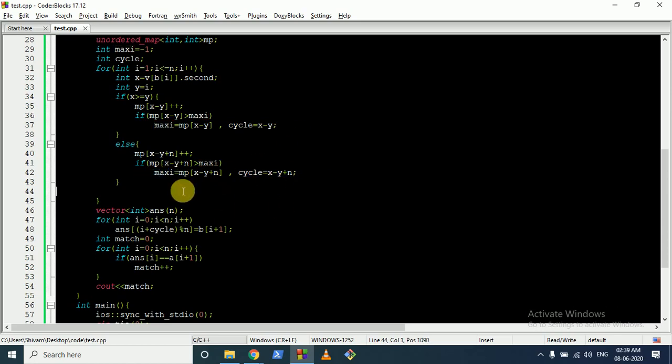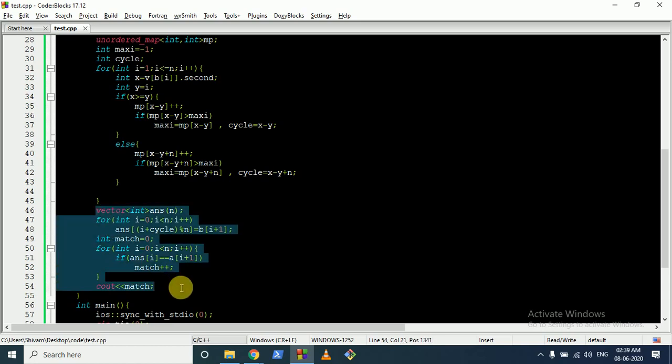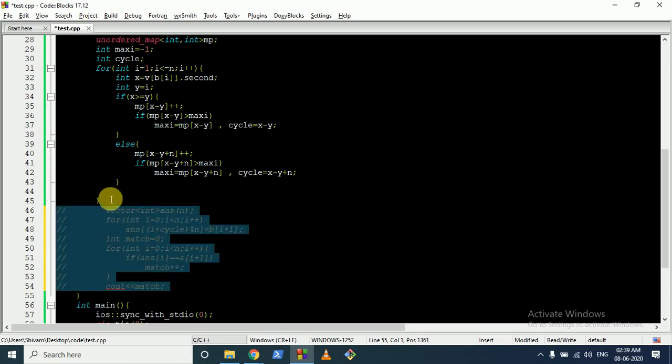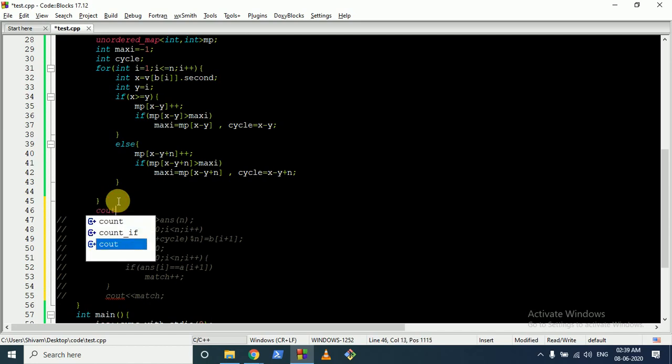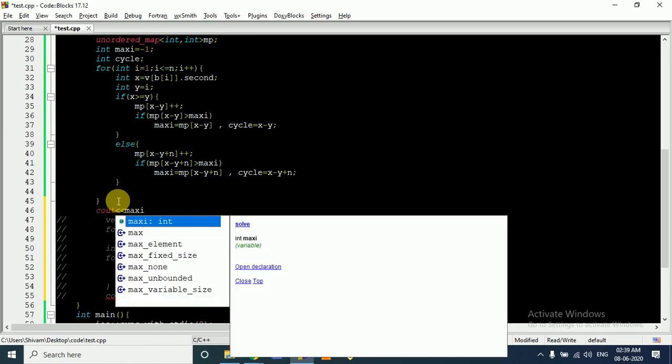Or you can also make an answer vector, which is a new vector. You can cyclically shift every element in B to its new position, and then do the matching of how many elements in the answer vector, which is the cyclically shifted B, and the A vector are matched, and thus you can print the match. Or you can just not do this, and you can also output maximum, maxi, which is also fine.